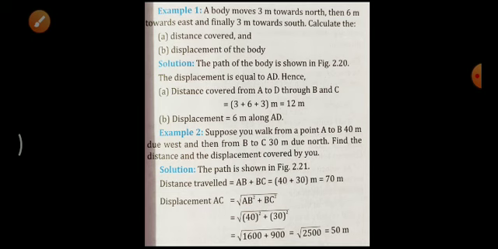You must go through your book also. I hope all of you have understood this one. Simple examples related to distance and displacement. Okay, thank you.